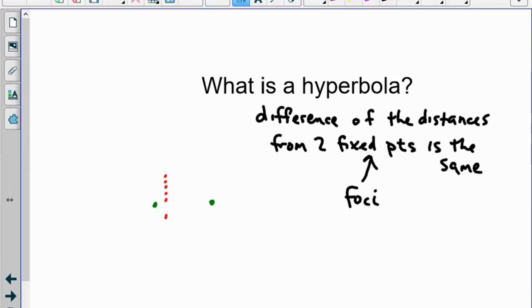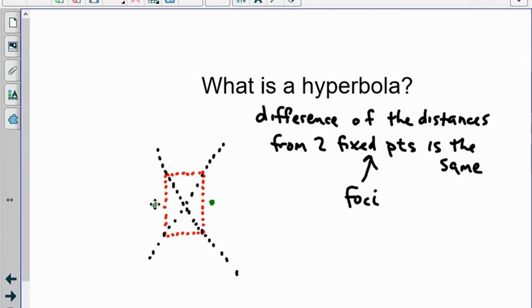in these problems, we always end up making some sort of a box inside of the focus points. And then we find the lines that connect the corners. And that's something that happens every time we do these problems.